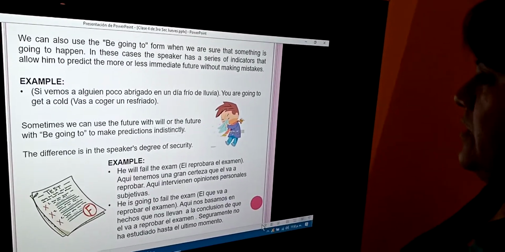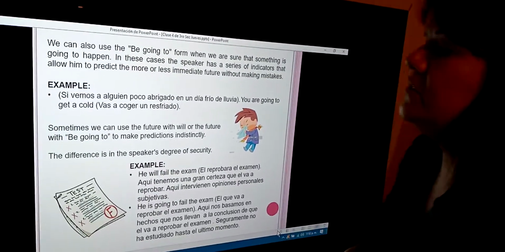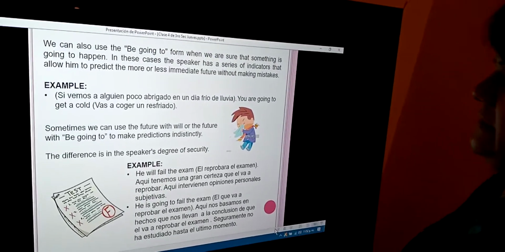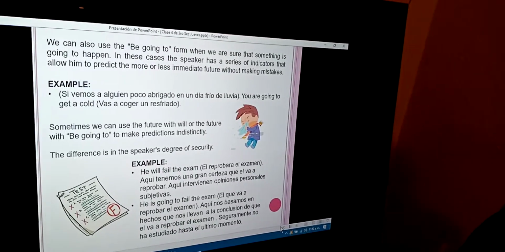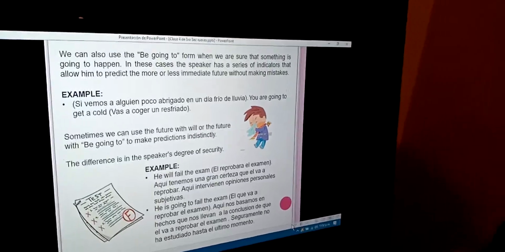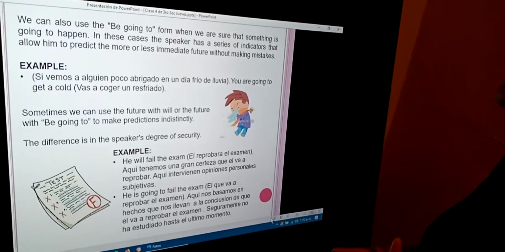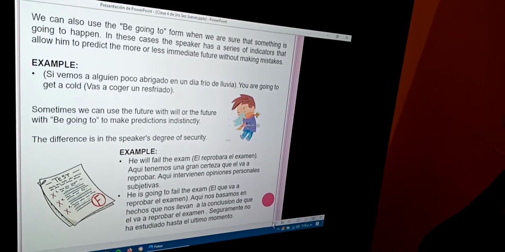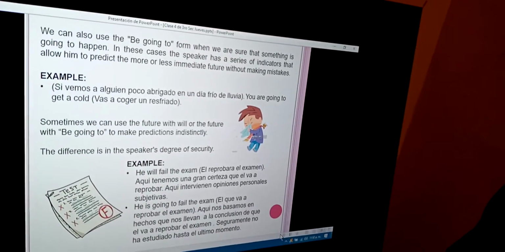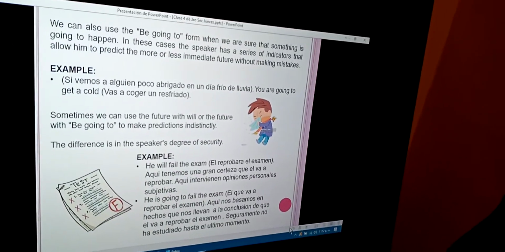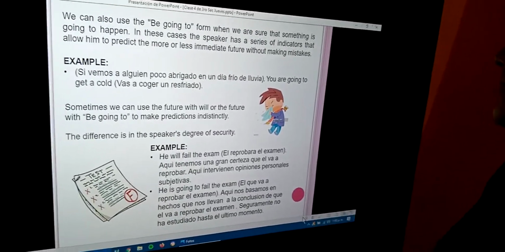Sometimes we can use the future with will or the future with be going to to make predictions. See? Right here the difference is in the speaker's degree of security. Let's see the example. He will fail the exam. In Spanish: Él reprobará el examen.